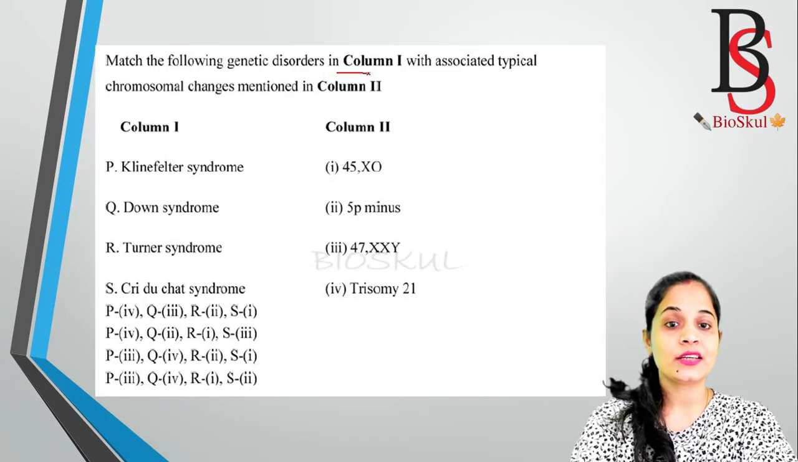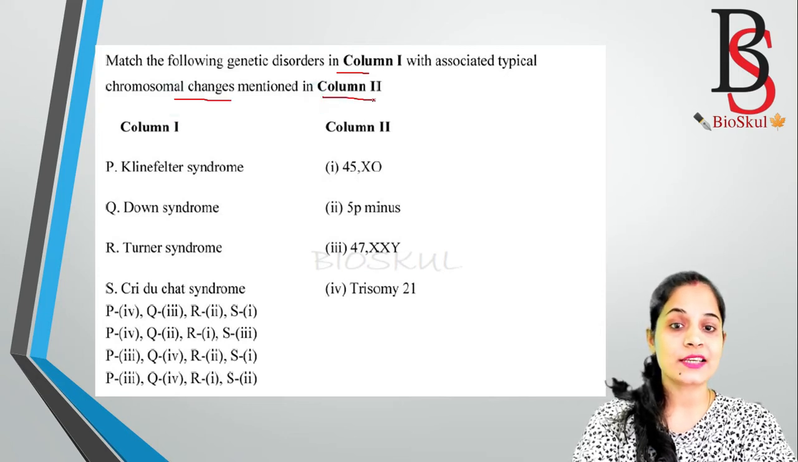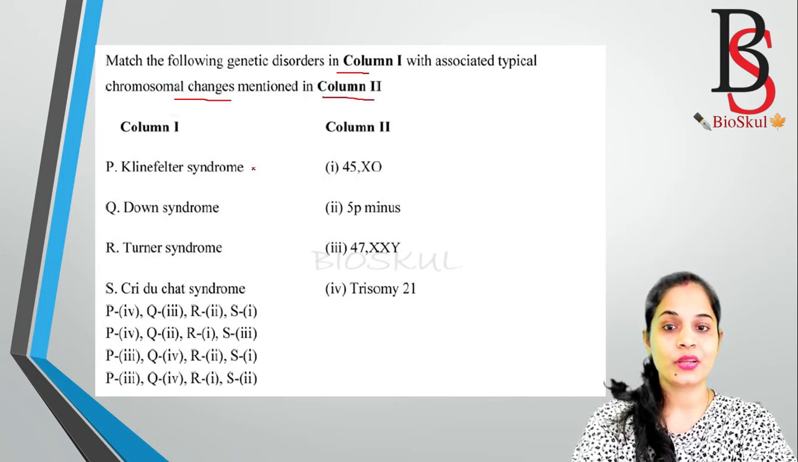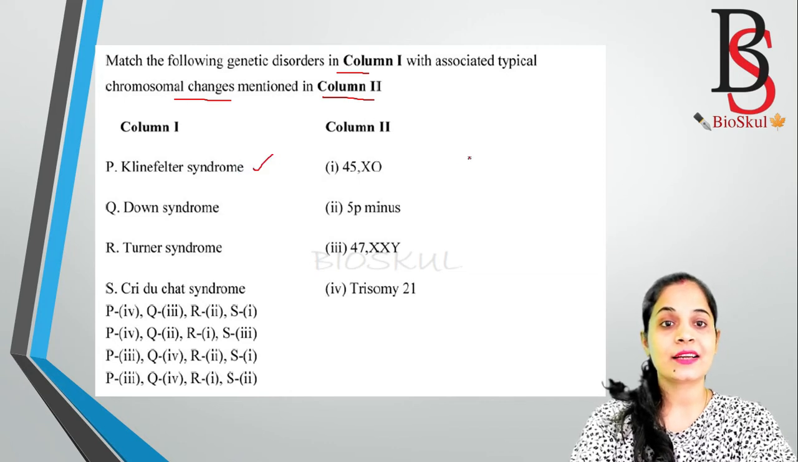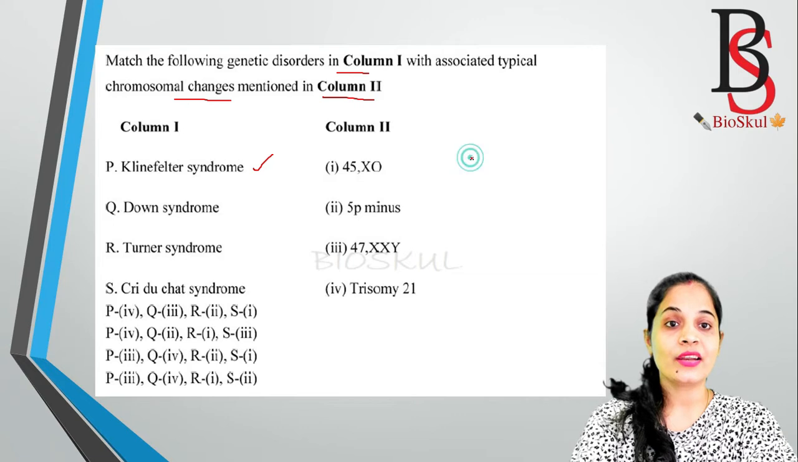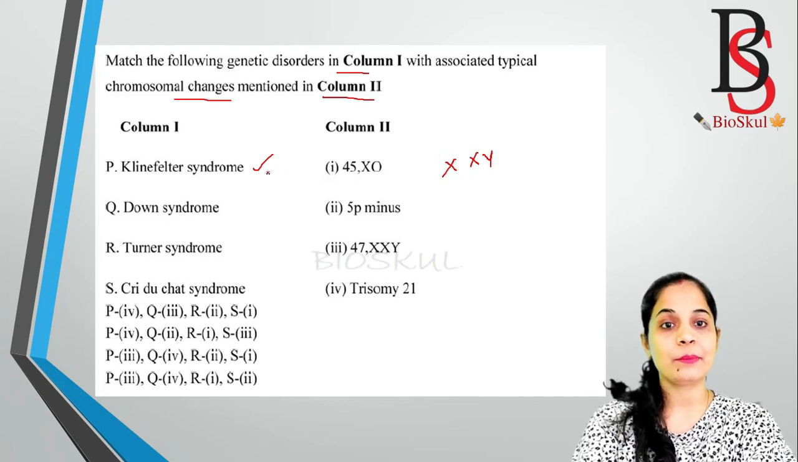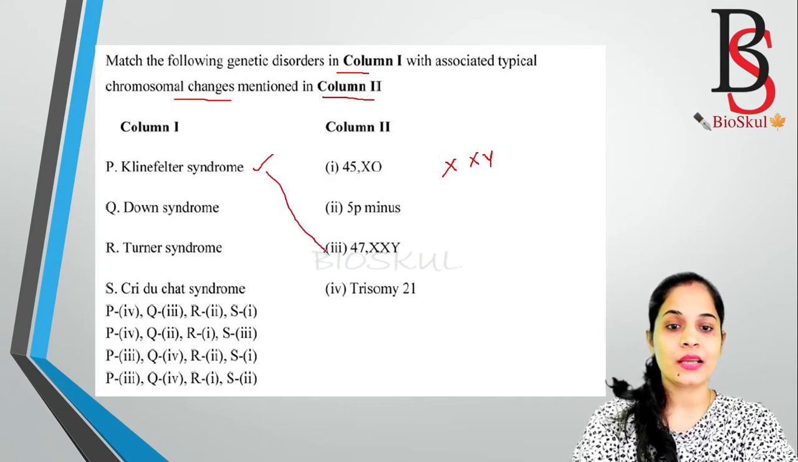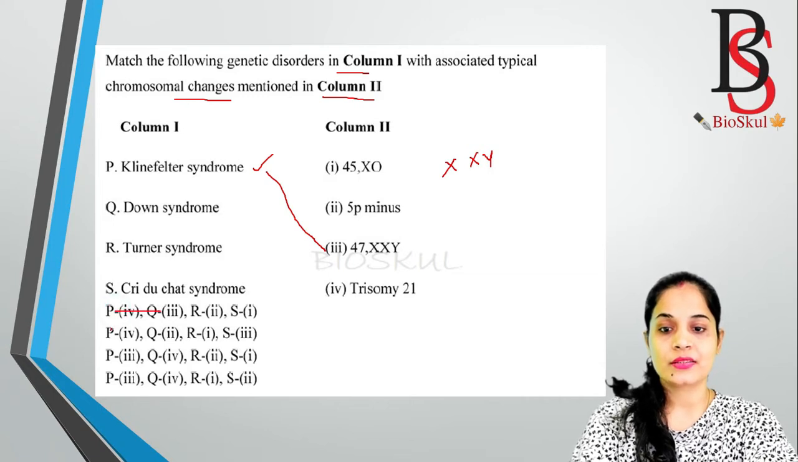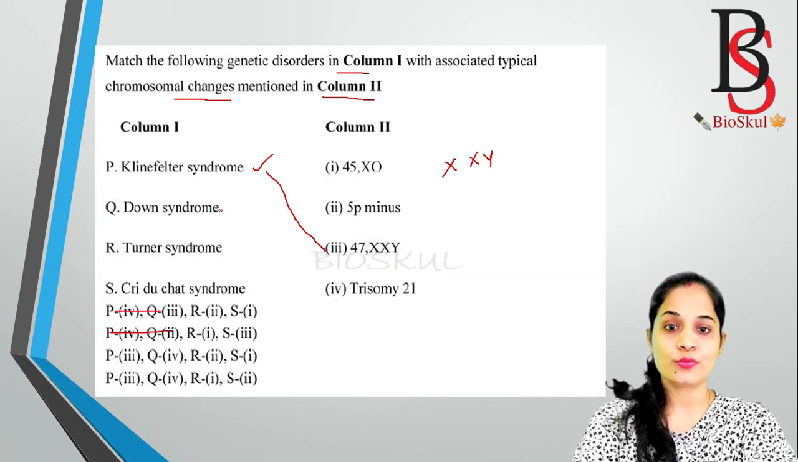Match the following genetic disorders in column 1 with associated typical chromosomal changes mentioned in column 2. The first genetic disorder is the Klinefelter syndrome. In Klinefelter syndrome, there is a presence of an extra X chromosome. You know, the male chromosome is XY. If there is presence of an extra X chromosome, then that is called Klinefelter syndrome. So P is 3. So let's eliminate these two options. The correct answer will be either option 3 or option 4.